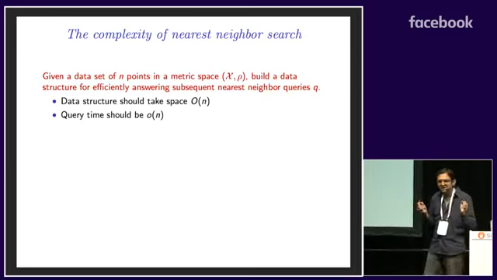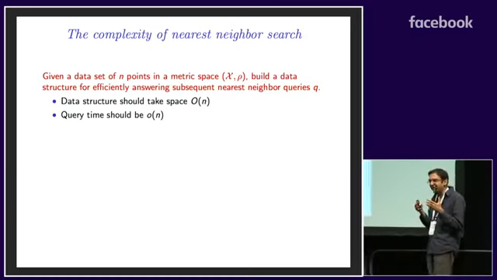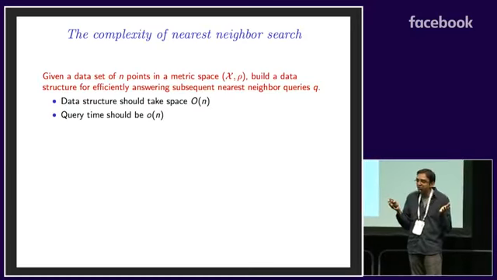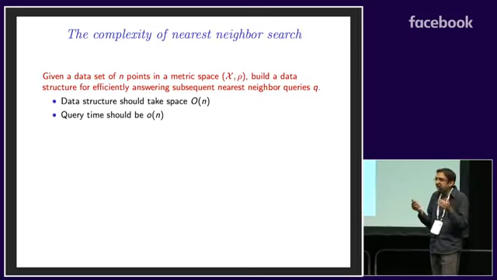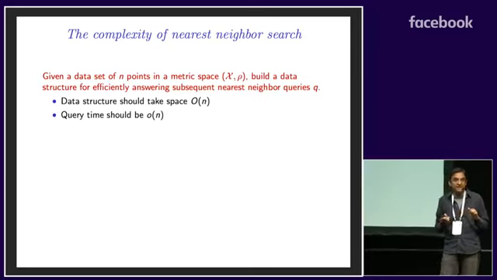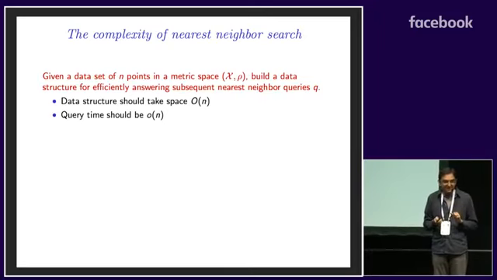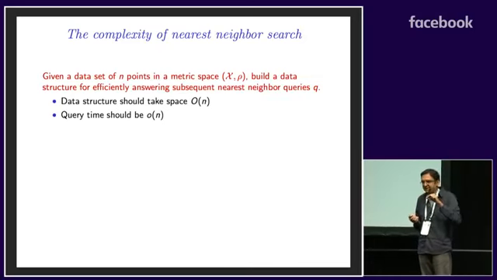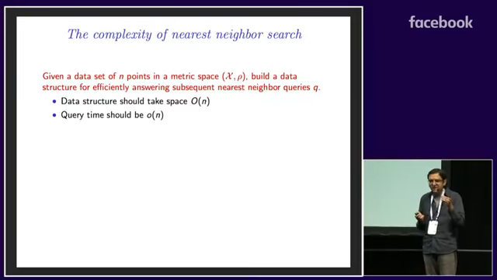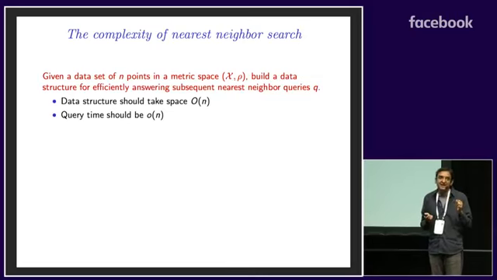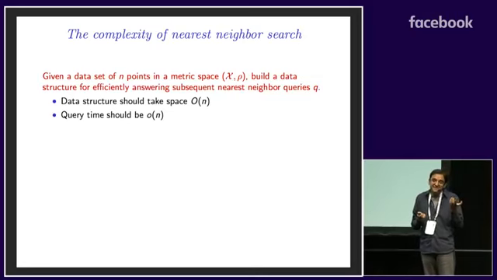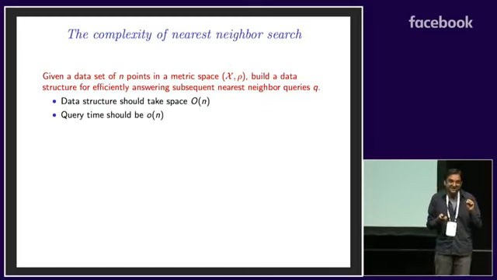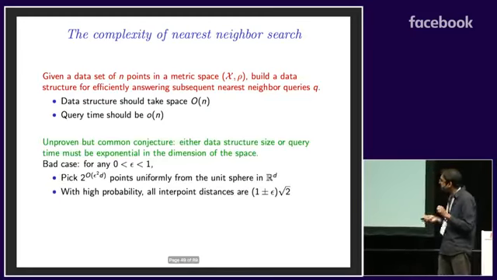So the question is, can we do something like this in a metric space? Or in fact, can we even do something like this in a higher dimensional Euclidean space, in d-dimensional Euclidean space? And if we can do it, how does the d come in? Does the query time become d log n? Or does it become 2 to the d log n? Or what is the dependence on the dimension? And unfortunately, the dependence seems to be exponential in the dimension.